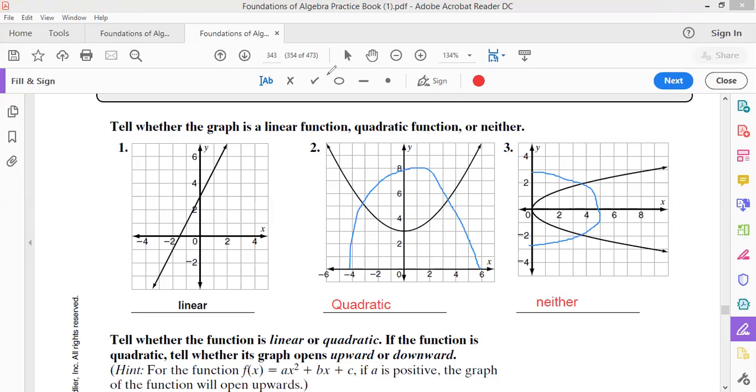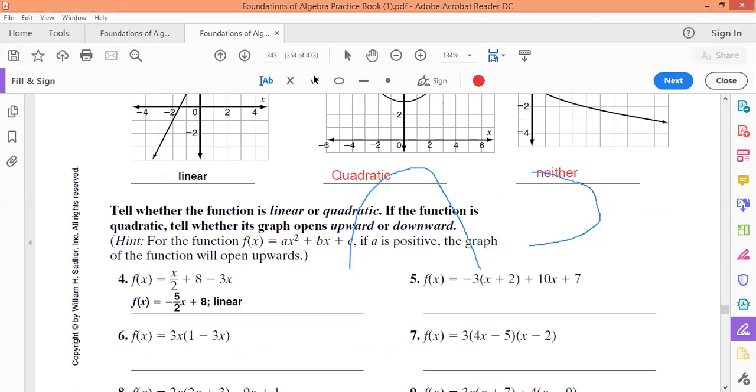There is one more thing you must remember. In the equation, tell whether the function is linear or quadratic. If the function is quadratic, tell whether its graph opens upwards or downwards. Hint for the function, this is the important thing you must remember. You will see this in your whole life, which I have circled.